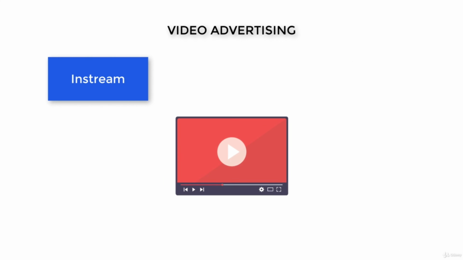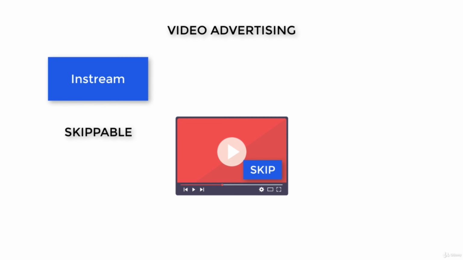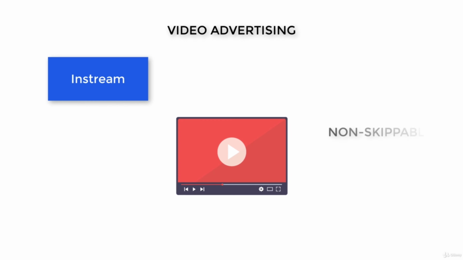For in-stream ads, we can differentiate video ads that are displayed before video content, which are called pre-rolls, during the video content, which are called mid-rolls, and after the video content, which are called post-rolls. In-stream ads can be skippable, meaning users can skip the ad after a particular period of time, usually 5 seconds, or non-skippable, meaning users have to watch the whole ad before the content starts.